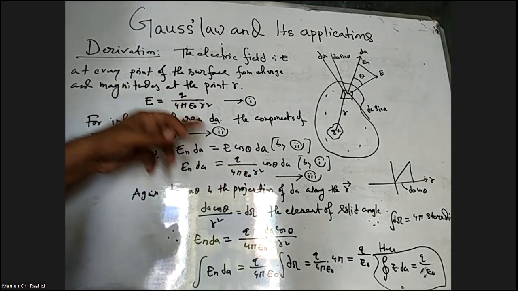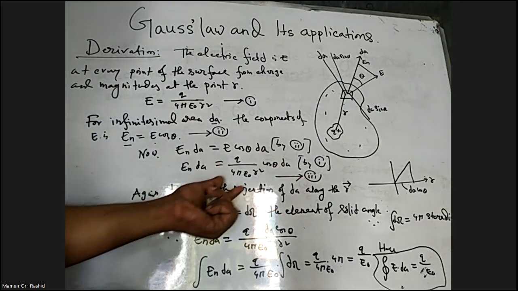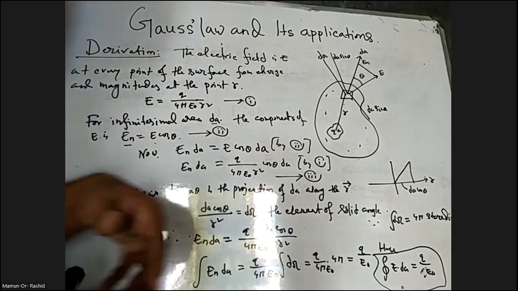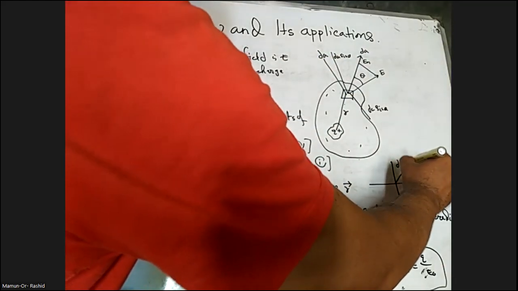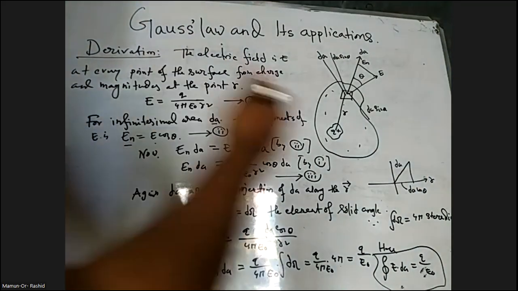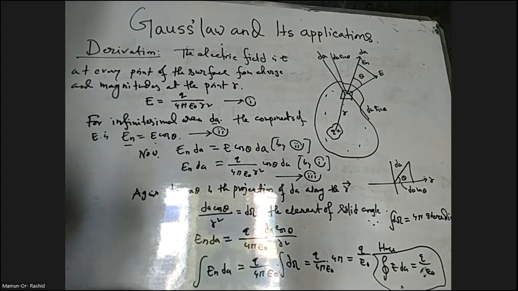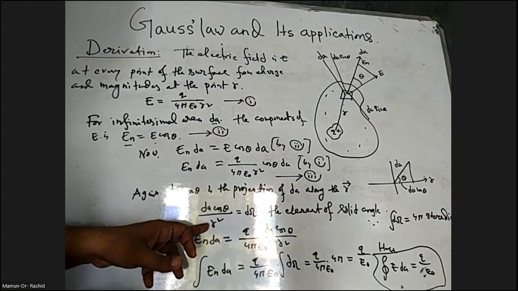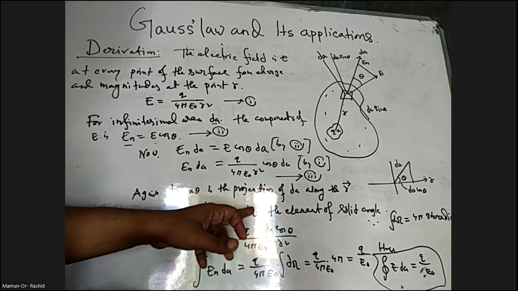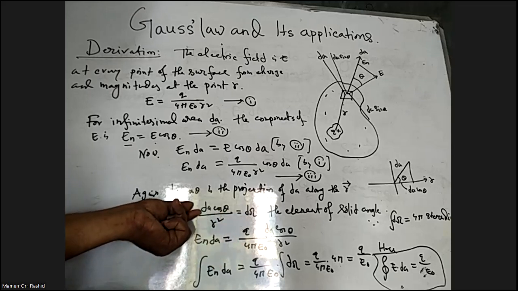Just putting this value of E, we get equation number 3. Now dA cos theta is the projection of dA. Projection of what? dA along R. So this will be angle theta, and dA cos theta is the projection of dA along R. So dA cos theta by R square equals d omega. This is the angle which is called the solid angle for the infinitesimal area dA.